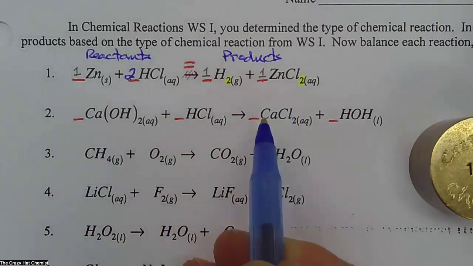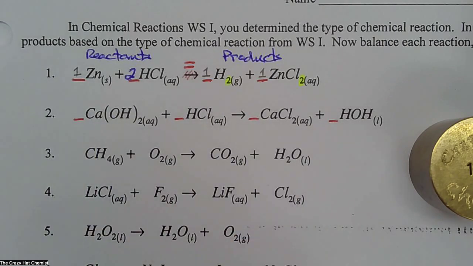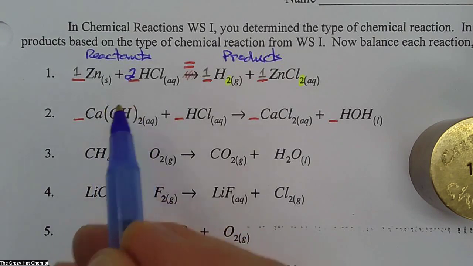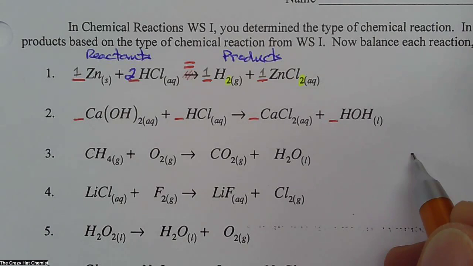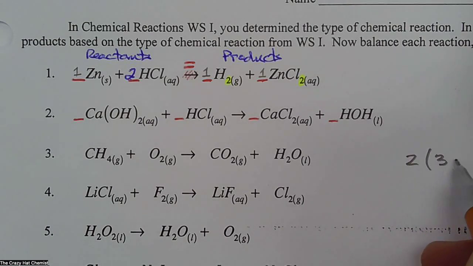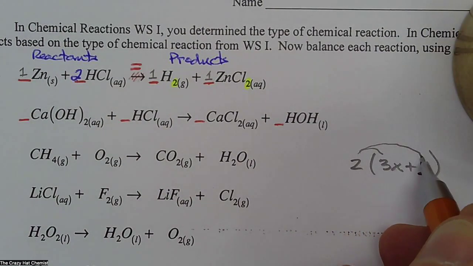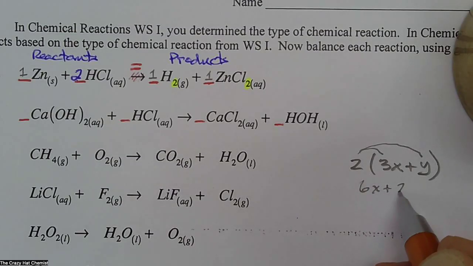There's one calcium on the reactant side, one on the product side. They're balanced. This 2 distributes, because a parenthesis is very similar to a parenthesis in your math class, right? So if we were to do a math problem, if we have 2 parenthesis 3x plus y, what you do is distribute this 2 over both the terms inside the parentheses. So that actually is 6x plus 2y as your answer here.